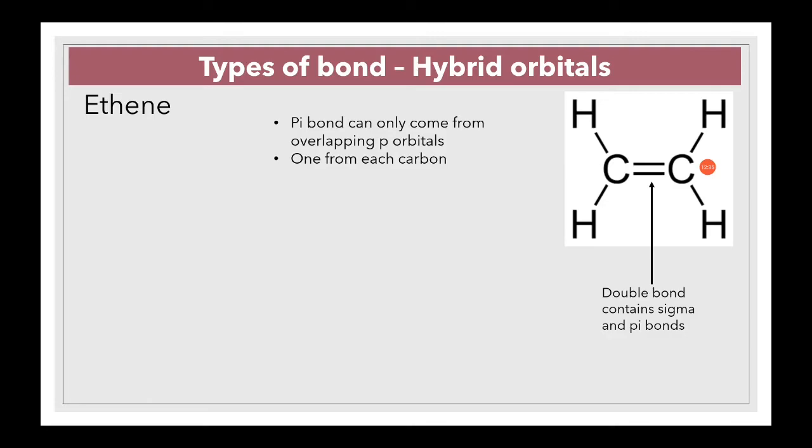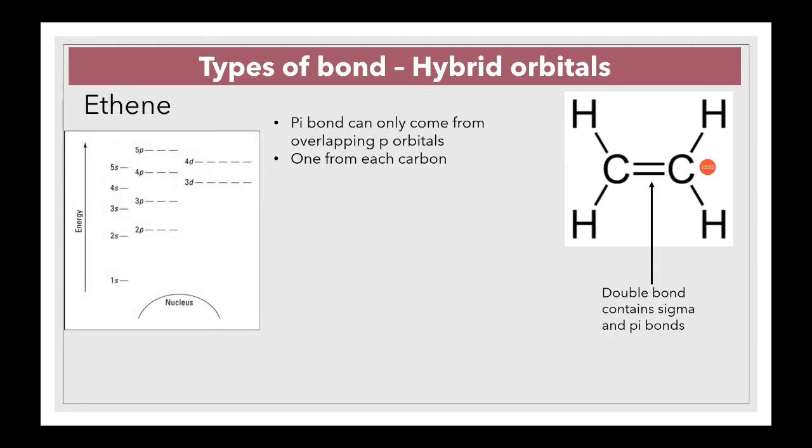Right, so now, ethene. This time, what we're going to look at is that pi bonds only come from overlapping p orbitals, as far as we're concerned. So these occur in our carbons. And here I've got my diagram again, just to help us. Now, one p orbital from each carbon is going to overlap.